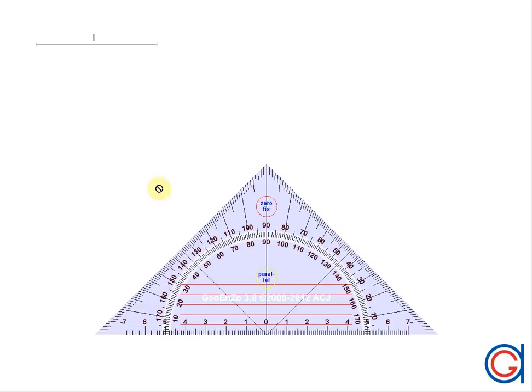Hello, let's draw a regular heptagon given the measurement of one of its sides, as can be seen here in the top left hand side of our screen. The first thing we need to do is draw a horizontal straight line in the center of our screen, and on the left side of this line we will mark a point A.